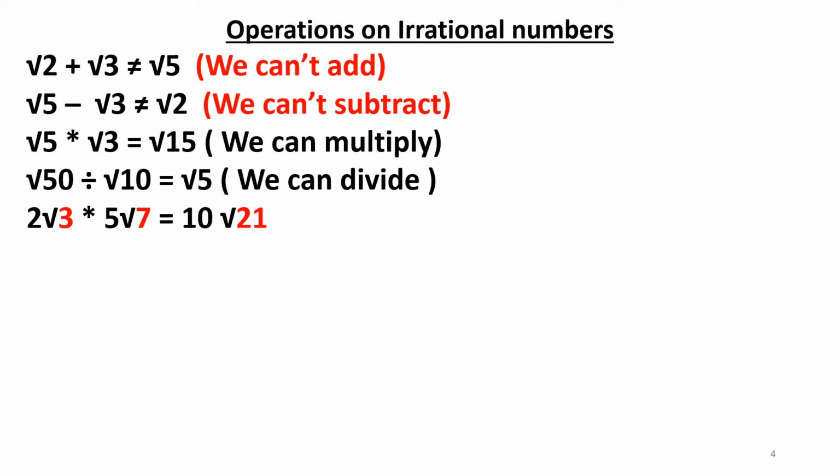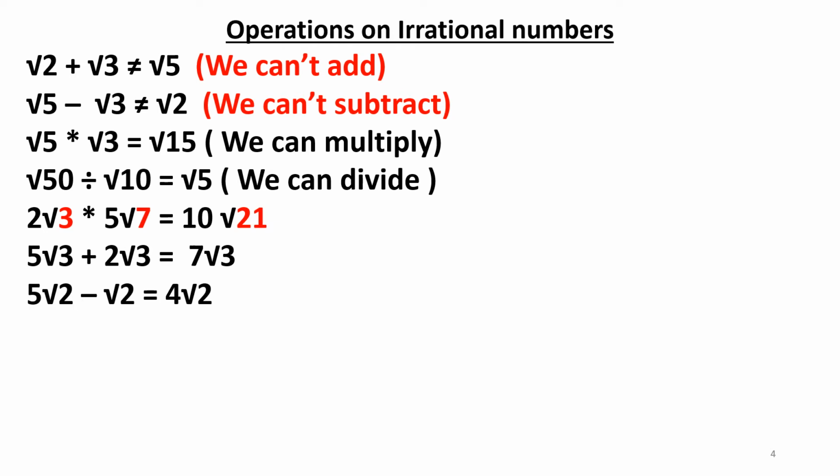See this multiplication, 2 root 3 into 5 root 7. First we multiply the rational numbers, 2 and 5, 10. Then we multiply inside the roots. 3 into 7, 21. So the answer is 10 root 21. 5 root 3 plus 2 root 3. 5 plus 2, 7 root 3. Consider this as x. 5x plus 2x, 7x.